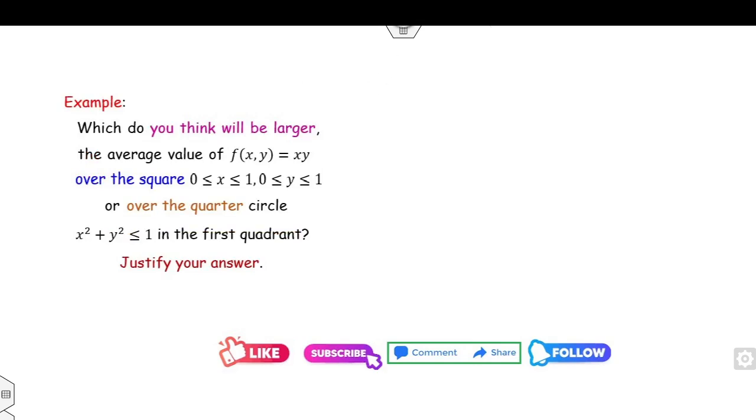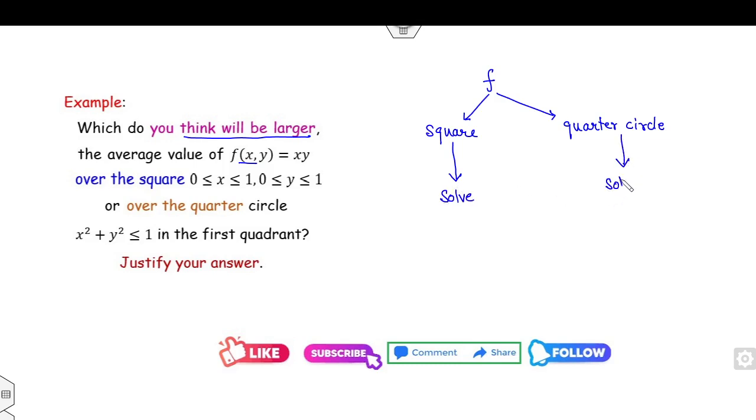Look at this another one. Which do you think will be larger? The average value of f over the square, or the average value of f over the quarter circle? That's very simple again. Why? Because firstly you can solve this problem over the square, and then we can solve over the quarter circle and we can compare them. So firstly I can solve over the square.